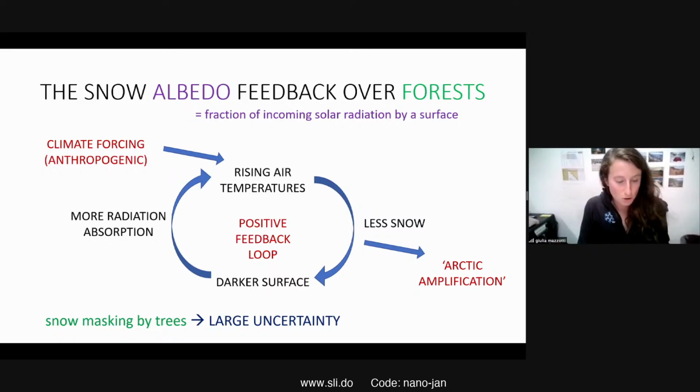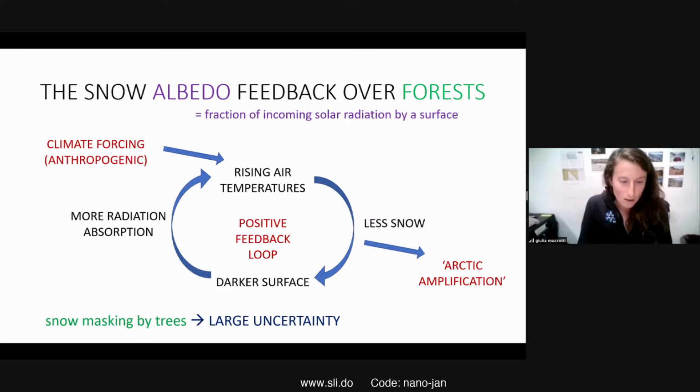And so generally, this snow albedo feedback describes a positive feedback loop, by which you have an initial climate forcing, which in our case is man-made, and this causes an initial temperature increase. This increase in temperature will cause snow extents to decline, so less snow, we will have a darker surface. A darker surface can absorb more radiation, and so this will cause more temperature increase. And this positive feedback loop is now leading to something that we call Arctic amplification. So it's a phenomenon that we are observing now. The Arctic regions are warming at a much, much higher rate than the global average.